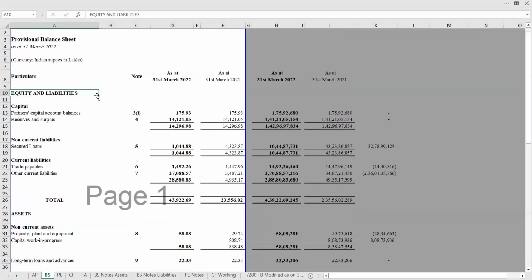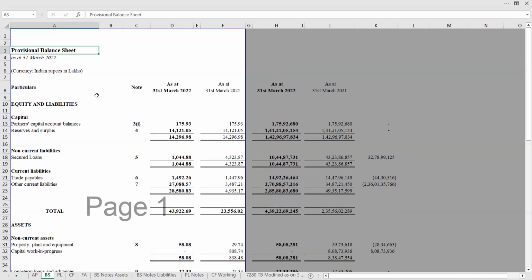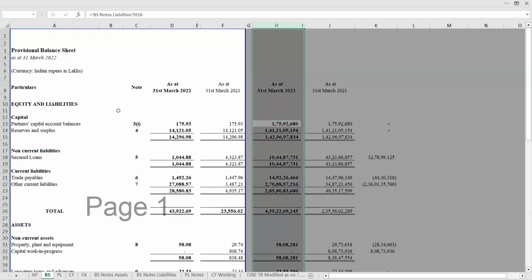You see here, this is an LLP. I am not showing the name, but it is for an LLP. Partners capital account balances, fine, and reserves and surplus. If you go and see partners capital account balances, as I said, this gray area is not for printing, it is for converting the rupees into lakhs.